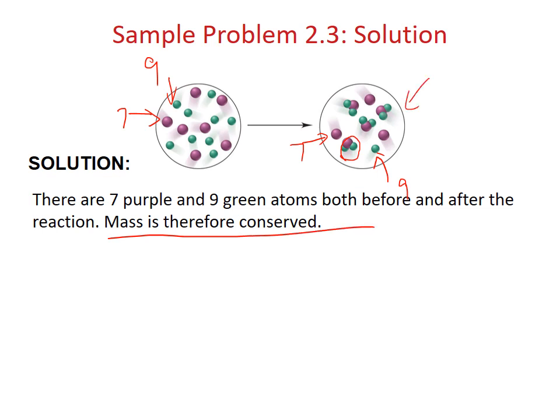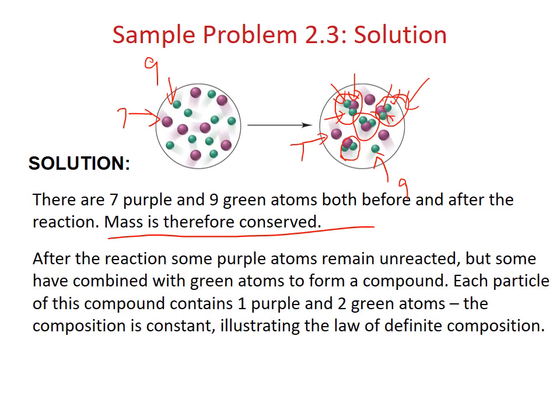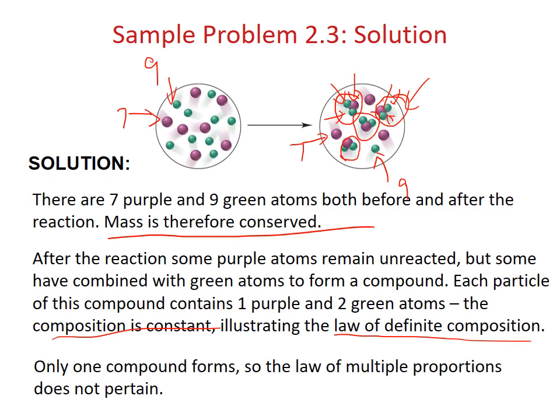If we focus on the sample after reaction, you can see some molecules are formed, but all the molecules have the same composition. They are all made up of 2 green and 1 purple. So the composition is constant, illustrating the law of definite composition. Since only one compound forms, the law of multiple proportions does not pertain in this case.